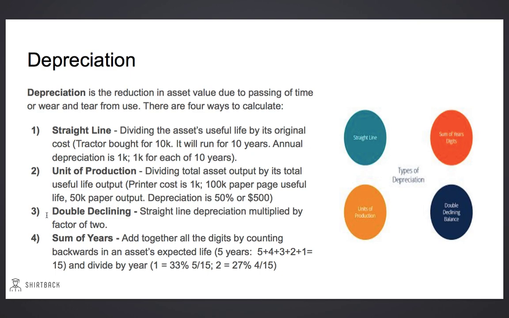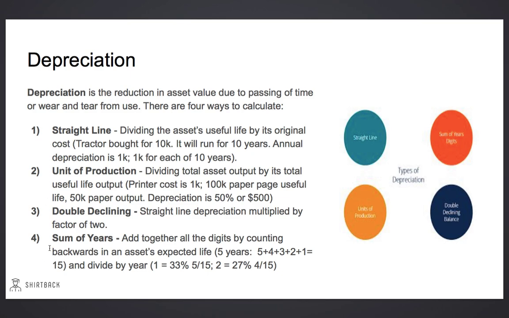Double declining depreciation is pretty straightforward. All we're doing is taking the straight line depreciation and multiplying it by 2. In our example up top, instead of having 1,000 depreciation over 10 years, we would double that. We would have 2,000 over 5 years.